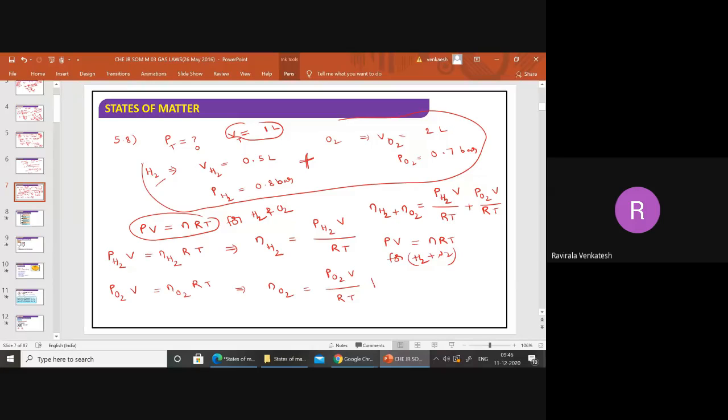Now P total, they are asking P total only, no? So P total is equal to mixture of what? Hydrogen plus oxygen. And total volume, V total will be what? Here it is 1 liter. So I am writing V total also here. And total number of moles are how many? Number of moles of hydrogen plus number of moles of oxygen, right? Next, R is constant, T also constant, right? I am writing over like this here.